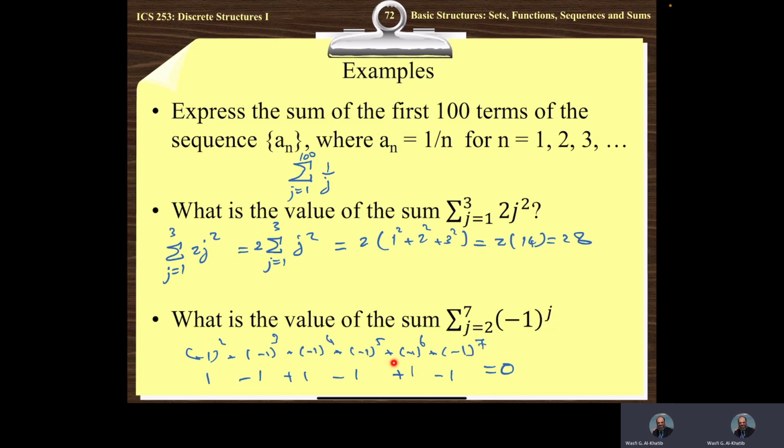So 6 terms, 3 terms, I mean, this is manageable, right? But what if instead of sigma from j equal 1 to 3, it was sigma j equal 1 to 100, or 200, or 500? Well, good luck, putting everything.